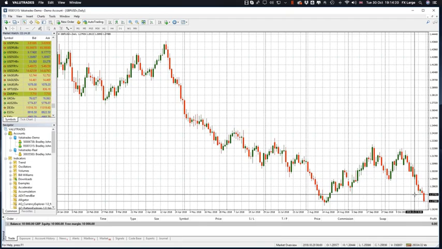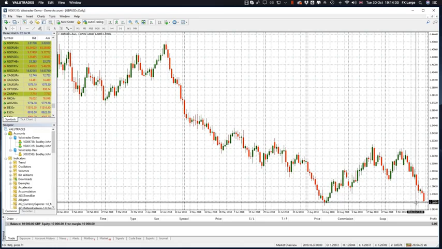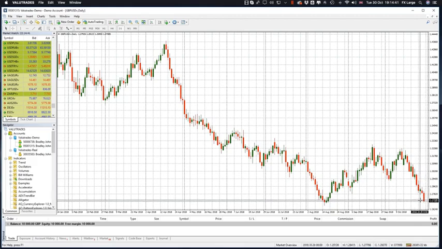So price opened at around $1.278. It went as high as $1.2809. It went as low as 1.269. And right now it's hovering around 1.27. So that is basically how a candle works. And here we are on the daily chart.